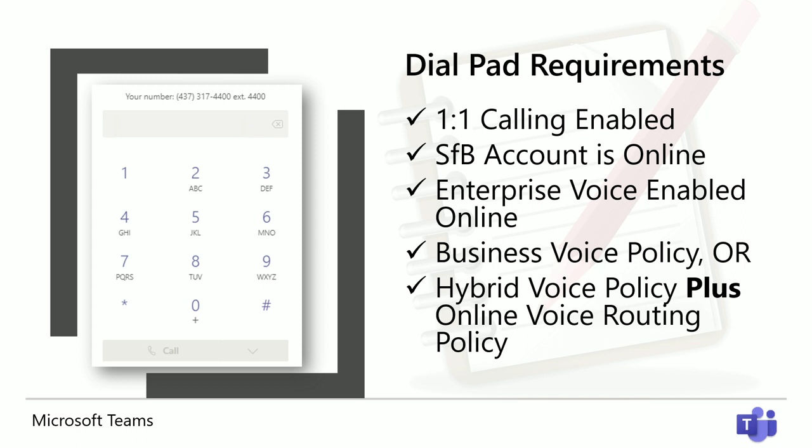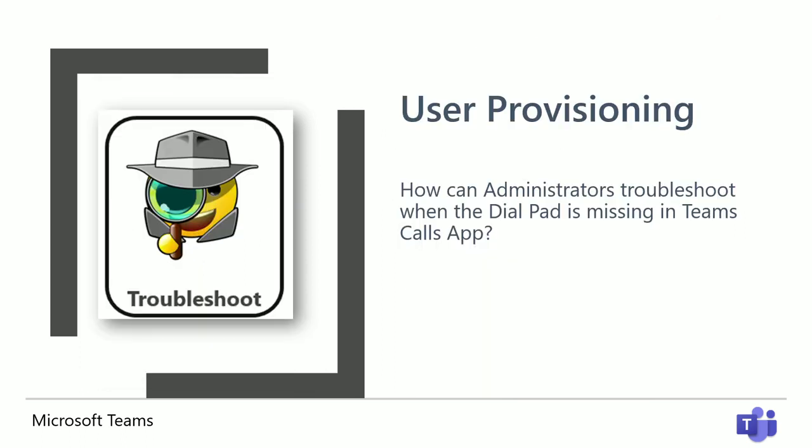Second, their Skype for Business account's got to be online. Third, enterprise voice has to be enabled online for that user. And we got to have a way to route this call, right? So if the voice policy is equal to business voice, then that means that Microsoft's going to handle the routing for you. But if the voice policy is equal to hybrid voice, then that means that the customer has to provide the online voice routing policy for the user. We got to know how to get that there. It's pretty easy, right? Yep.